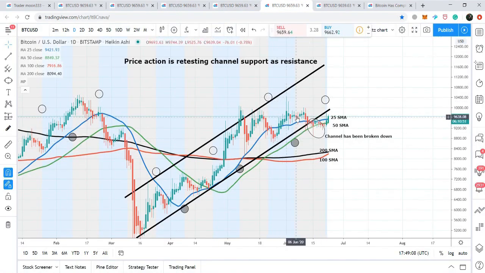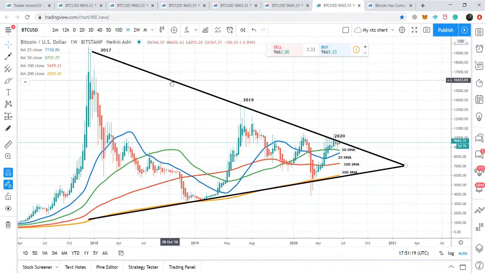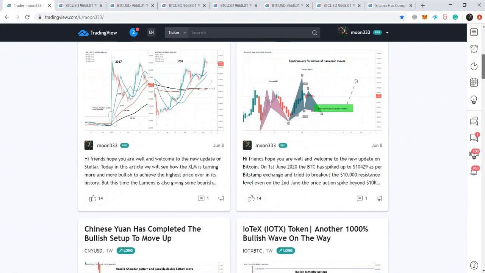And this channel that was formed on the daily chart, and this is broken down, we will also take some analysis of this channel as well, and we will also watch this very big symmetrical triangle that started in 2017. The resistance line of this triangle is really very tough for the price action to break out. First of all, I would like to show you this chart that I posted on 8th of June.